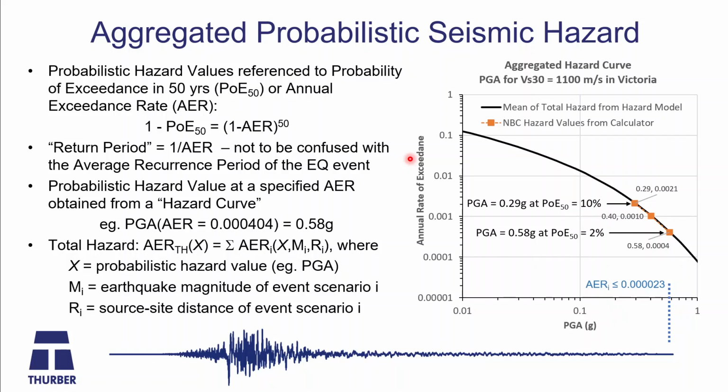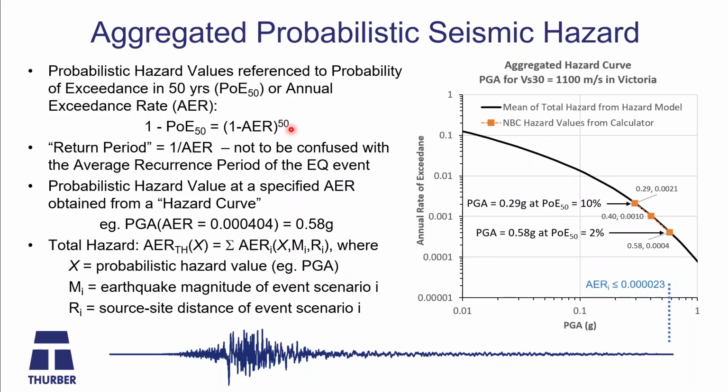Just so we can keep our nomenclature clear, when we're talking about the probability of exceedance in 50 years, we can do a conversion to annual exceedance rate. This is what we're calling your annual probability, using this formula right here. You may or may not have done that yourself. And then the return period is obviously the reciprocal of the annual exceedance rate. Don't confuse that with the average recurrence period of an actual earthquake event.